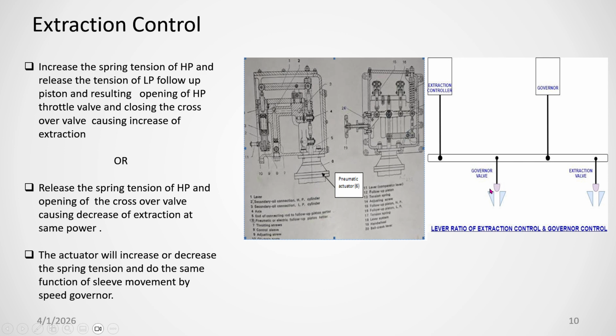by closing the HP valve and opening the LP valve, or closing the LP valve and opening the HP valve. You can control the extraction, or with this governor, the actuator will act as a fulcrum, and if you open it, both HP and LP will open. You close it, both HP and LP will close. This is the principle by which the extraction as well as the load of the turbine, or indirectly the RPM of the turbine, can be controlled through the governor.